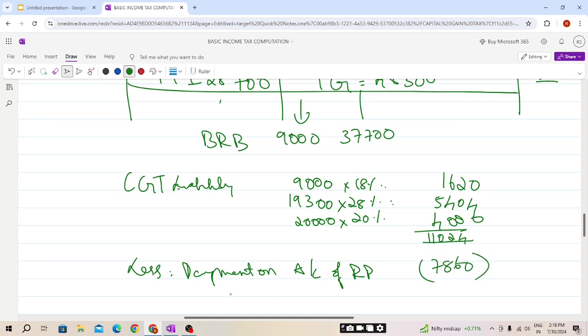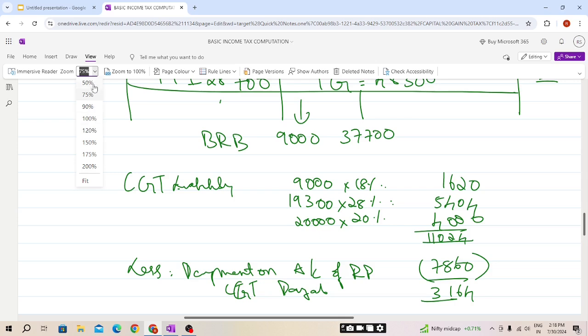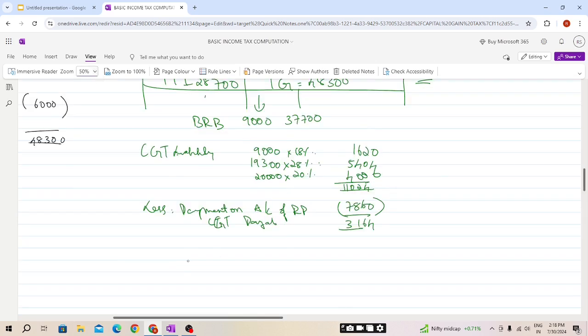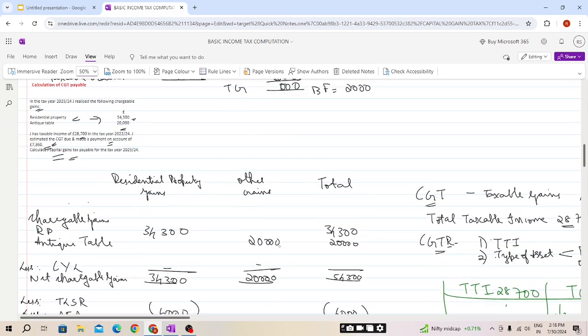7,860. So the CGT payable will be, students, 11,024 minus 7,860. It is 3,164. I hope by solving this question, we are good to go with how to do the calculation for both residential and other gains. Whenever, students, please do remember the format.